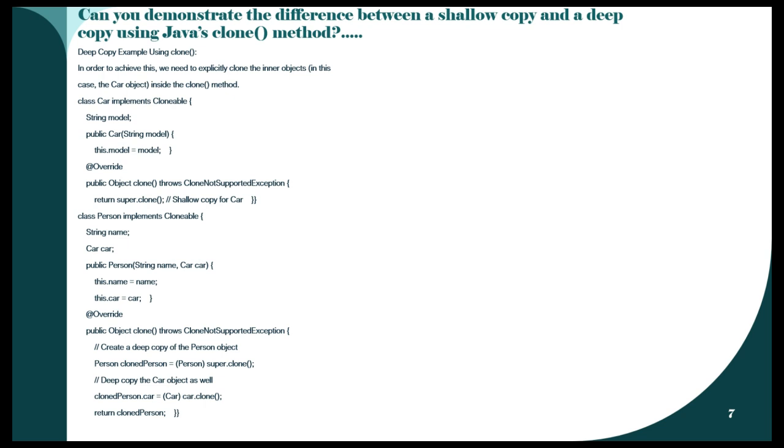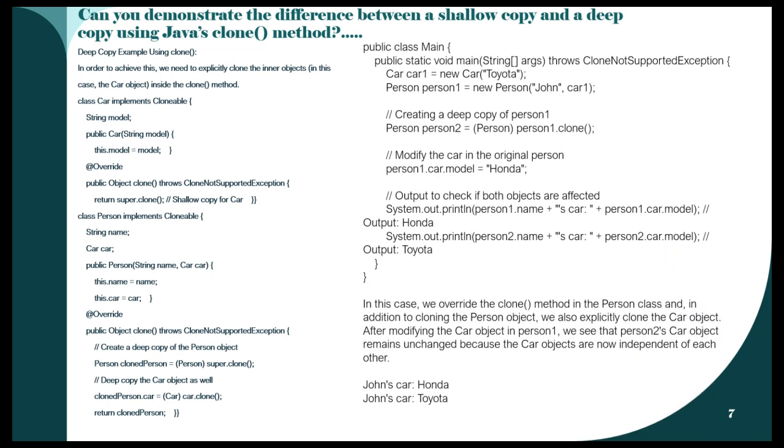Now if you see here, the original name is Toyota, and then if you see the car one, now if you are going to print that, it is going to print a different name, right? So in this case, what has happened is that when we override the particular clone in the person class, in addition to the person object, we explicitly clone the car object. Okay, so that's what we have cloned and explicitly modified the car object.